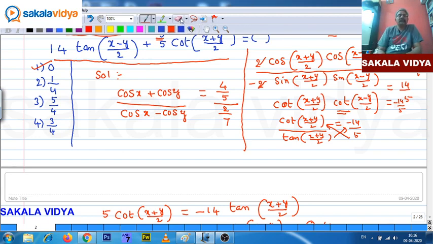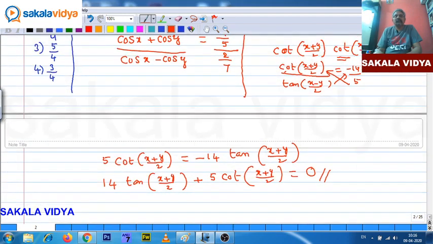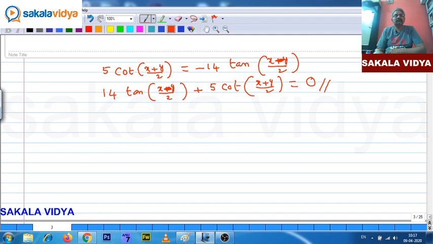Yes, here is a small change. Let's correct this one. We need to correct it. This will be tan of (x minus y)/2. Okay, so cross multiplication also, this will be minus and this will be minus, right? Absolutely correct. Yes, (x minus y)/2.